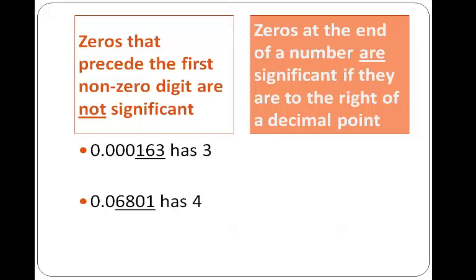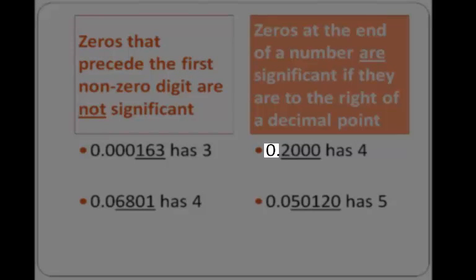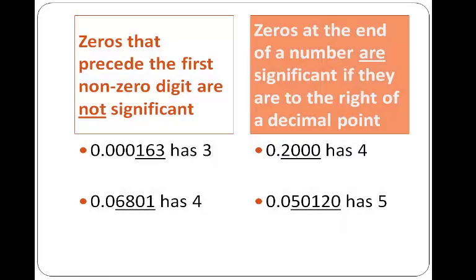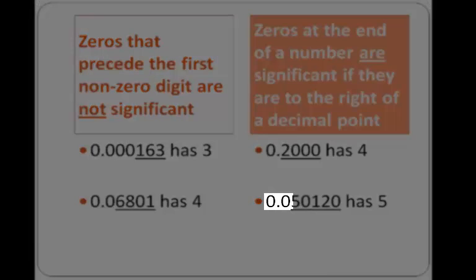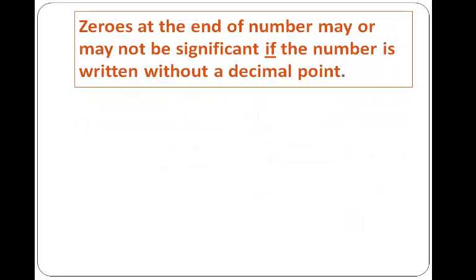Next rule. Zeros at the end of a number are significant if they're to the right of a decimal point. So 0.2000 has 4 significant figures, the 2 and then all of the zeros. The 0 to the left of the decimal point is not significant. And then 0.050120, the zeros before the 5 are not significant. The zeros in the middle and after the decimal are significant.